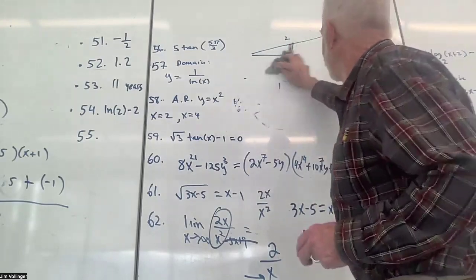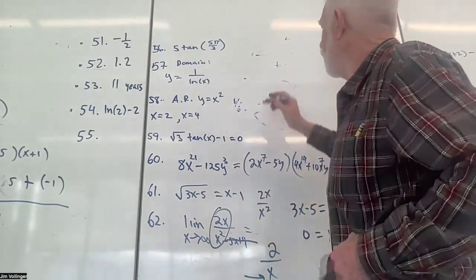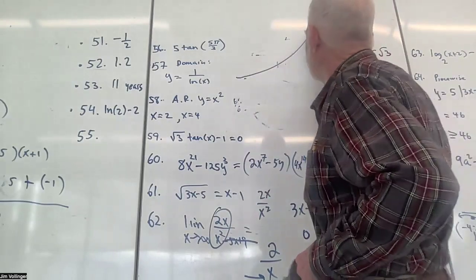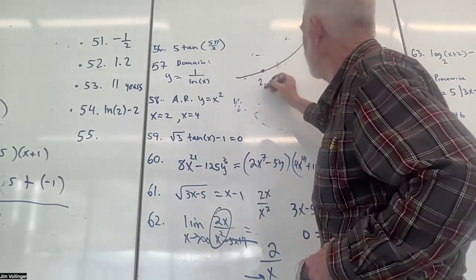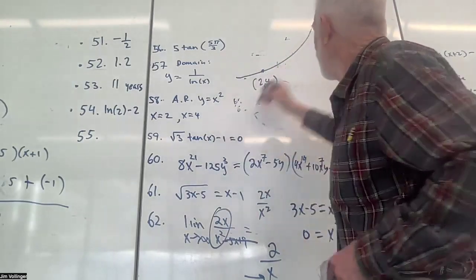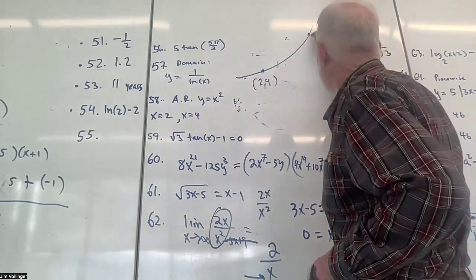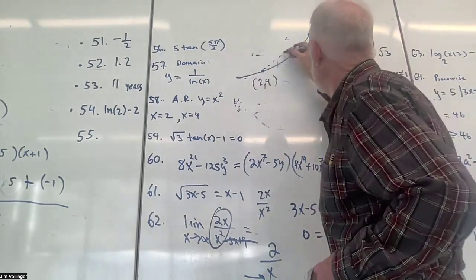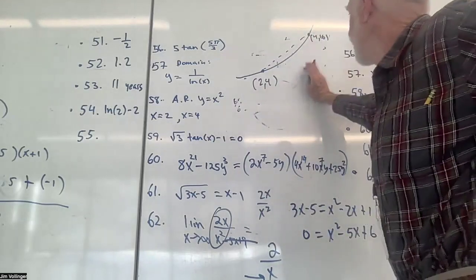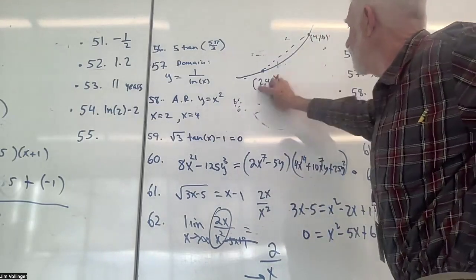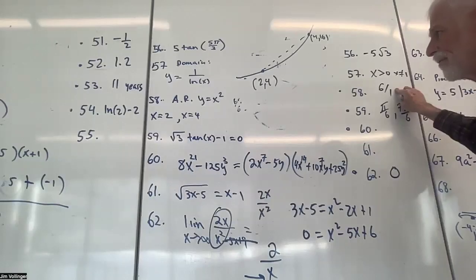Average rate of change from 2 to 4. Well, I've got to really extend the parabola here so you can see that a 2 gets us a 4 and a 4 gets us a 16. And all I'm doing is finding the slope between those, and I'll let you do that for yourself. 16 minus 4 is 12, divided by 2, 6 to 1 is a good answer.